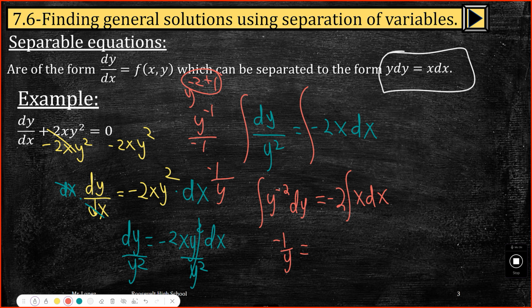What's the integral of this? X squared over what? 2. And then they're going to cancel out, so it'll be negative what? Negative x squared. Yes. And then let's not forget plus c.